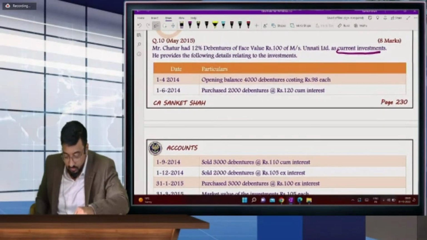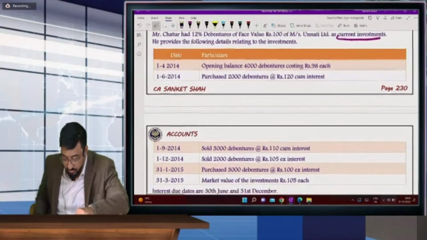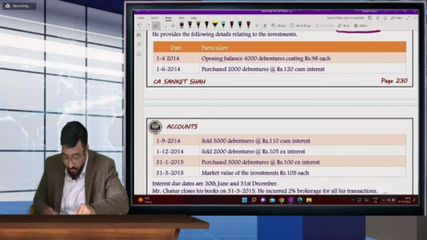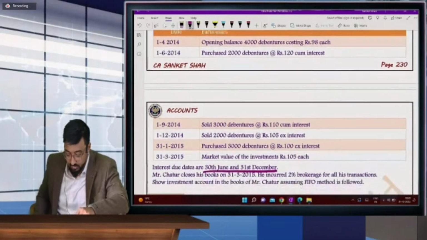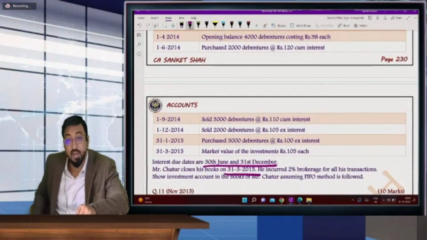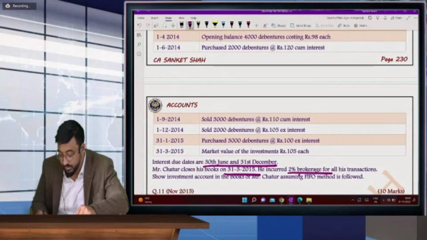1/4/2014. He provides you the following information. Due date of interest, 30th June and 31st December. Closes his books on 31st March, means there is opening and closing interest. He incurred 2% brokerage on all his transactions. Very good, sir. Chatur followed FIFO method.